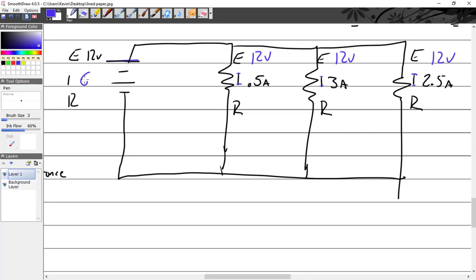So we have 6 amps. Therefore, if E equals I times R, and I want to know what R is, it's E, 12 divided by 6 equals 2 ohms. Well, how in the heck am I going to figure out how to put those in there? Well, just look at it right here. So R equals E, 12 divided by 0.5 is what? 24. That's where I got stuck. 24 ohms.